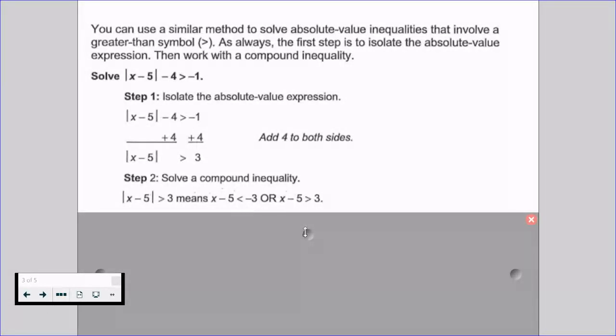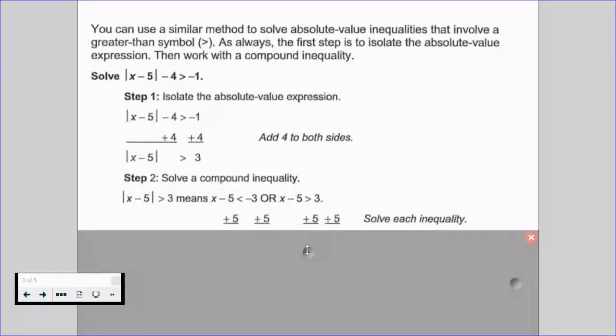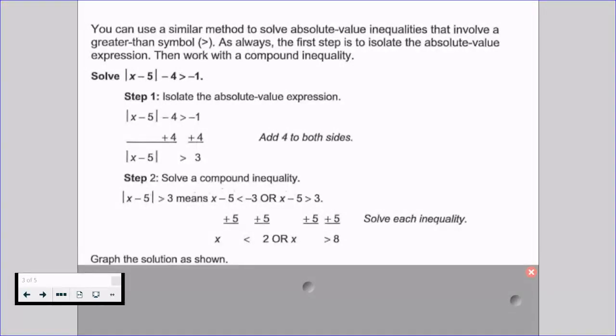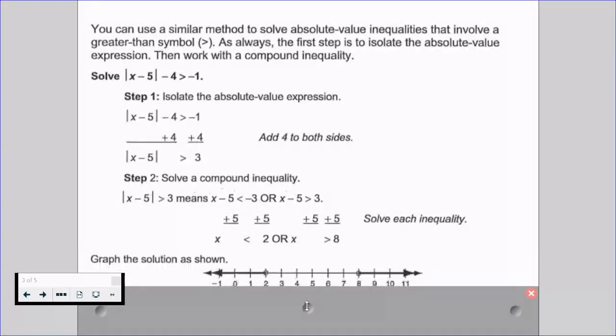And now we are going to solve it and graph it. We're going to add 5 to both sides, and this happens at the same time. So now we end up with x is less than 2 or x is greater than 8. We can't think of a number that's less than 2 and also at the same time bigger than 8, which is why we have the "or" thrown in there, because we are going to have two answers that go in opposite directions. It doesn't happen, which is why we have the "or" setting.